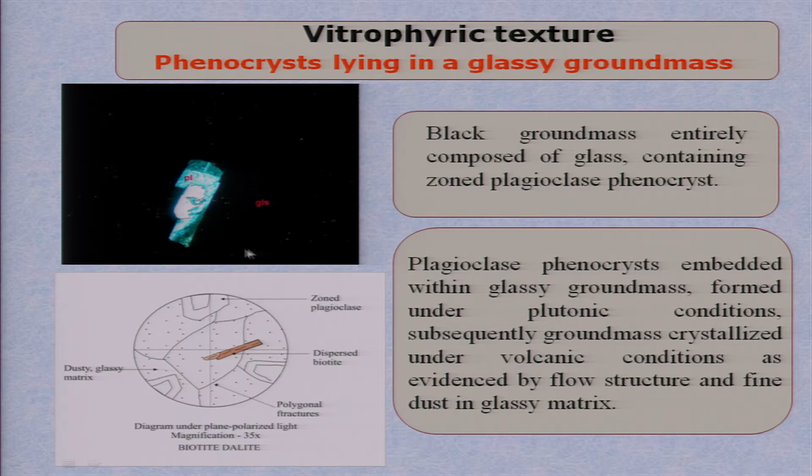I have drawn the picture based on my observation. The plagioclase phenocryst is embedded within a glassy groundmass formed under plutonic conditions; subsequently the groundmass crystallized under volcanic conditions, as evidenced by flow structure. These are the flow structures, the lines which I have shown here in this hand drawn picture. These are the flow structures and fine dust in a glassy matrix. This glassy matrix actually contains iron oxides, which are black in color, dispersed in the form of dust.